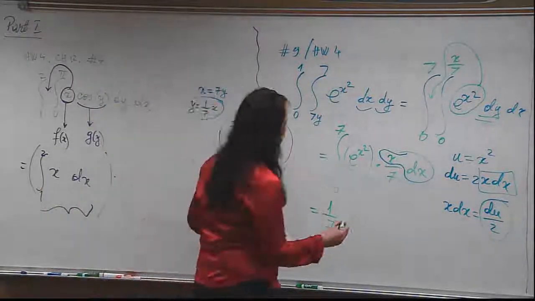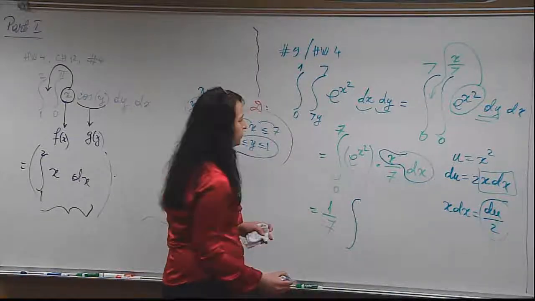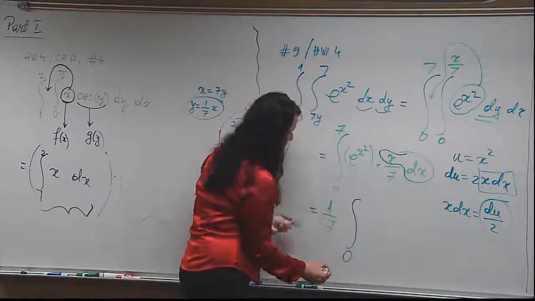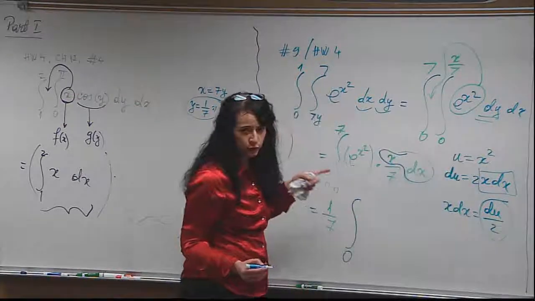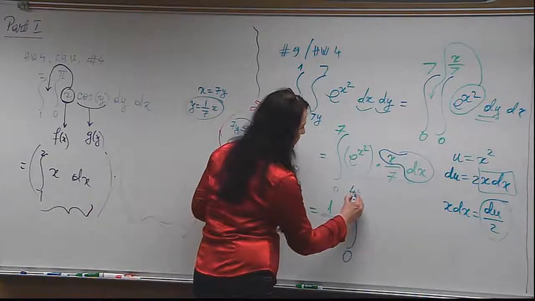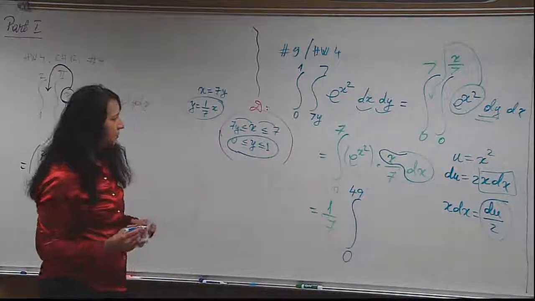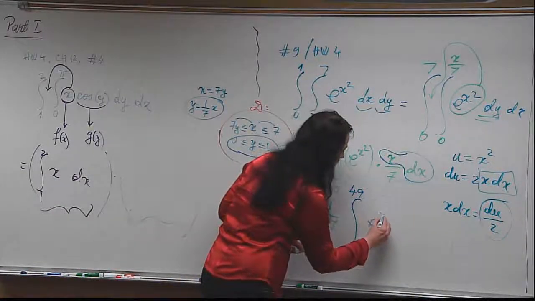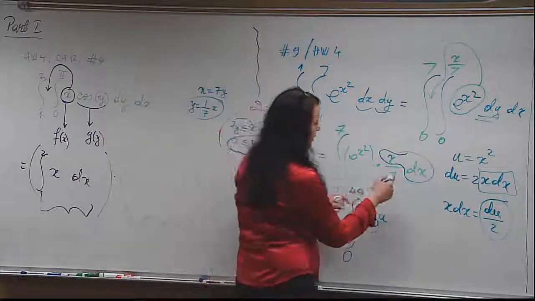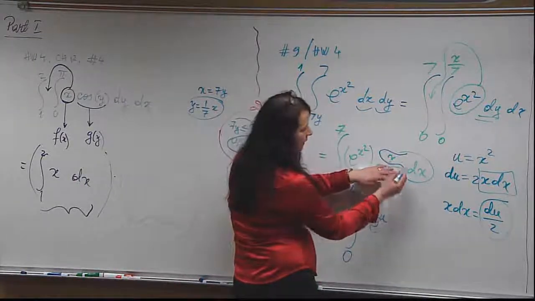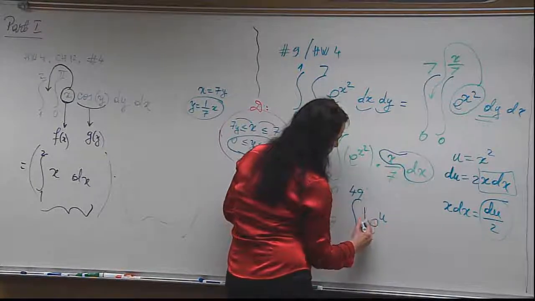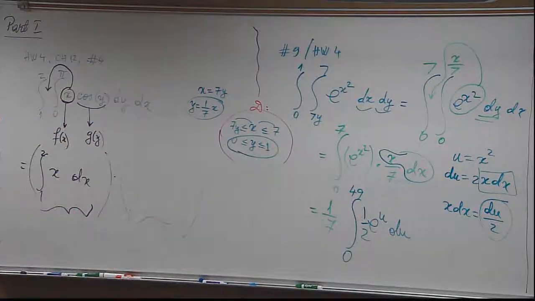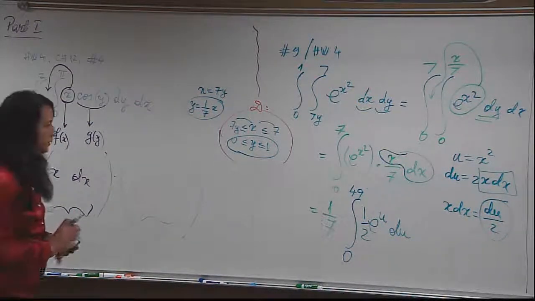1 over 7 was a constant, he got out of here, but you have to think, when x is 0, what is u? 0. When x is 7, what is u? 49. Even my son would know this. Well, he would know more. He would know fractions and stuff. Okay, so e to the u, and the 1 over 7 was out, but what is x dx? Du over 2. So I'll say 1/2 du. Are you guys with me? Could you follow everything? Yes, shouldn't be a problem.